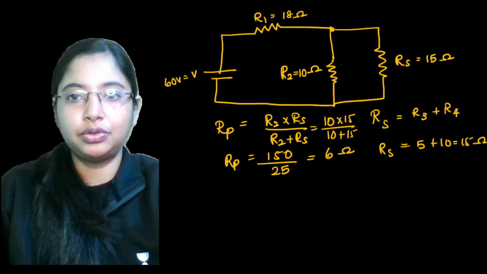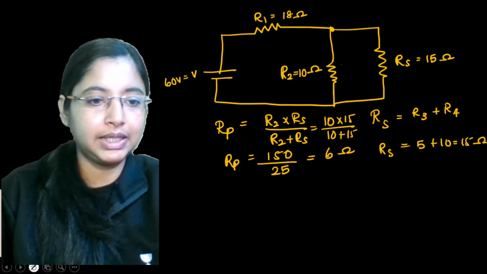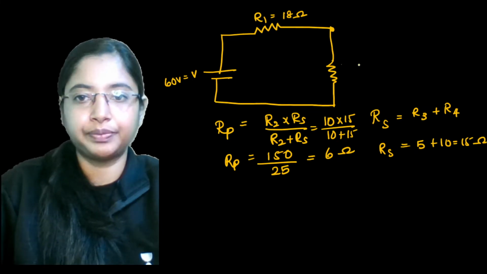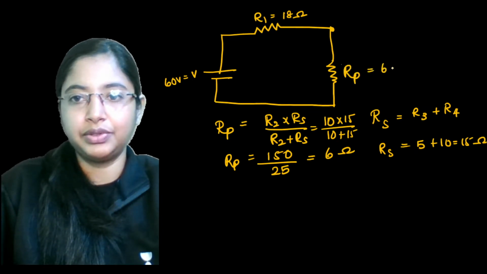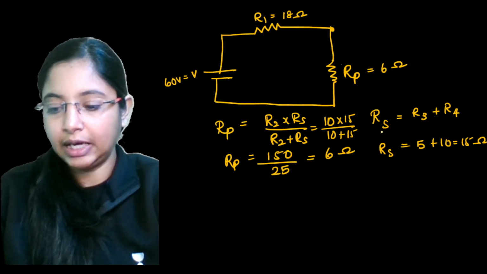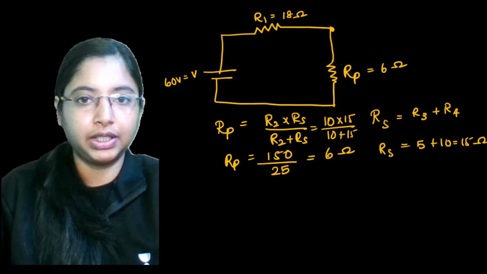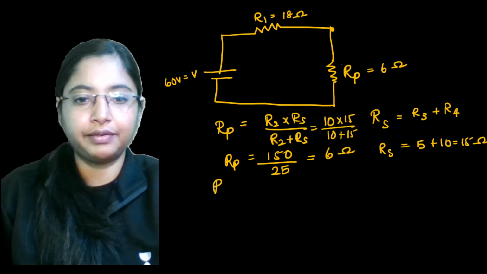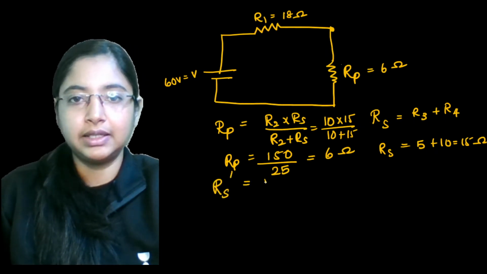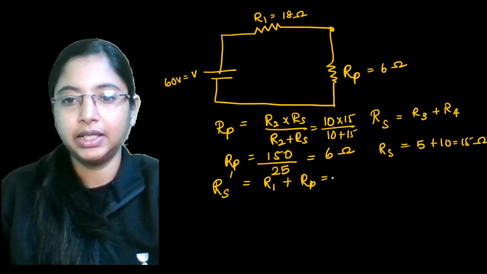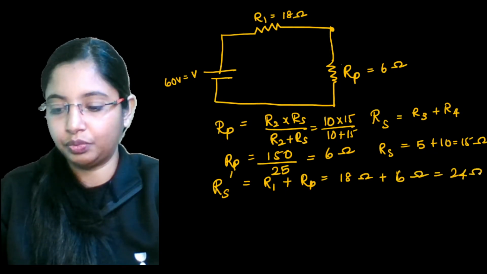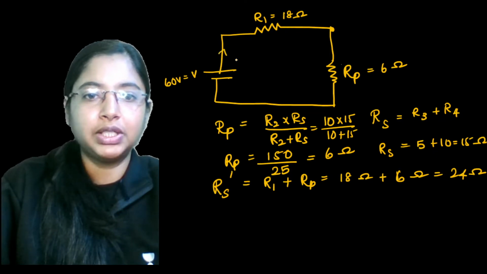Now instead of these two resistors, you can just use one single resistor value, which is around 6 ohms. This effective resistance is around 6 ohms. Instead of those two, you can use this. Now if you see the total current, this is R1 and Rp, these are again in series, right? In this case, the final value, if you're taking in series, is R1 plus Rp, right? That is 18 ohms plus 6 ohms, that is 24 ohms. Okay, 24 ohms is the equivalent resistance.